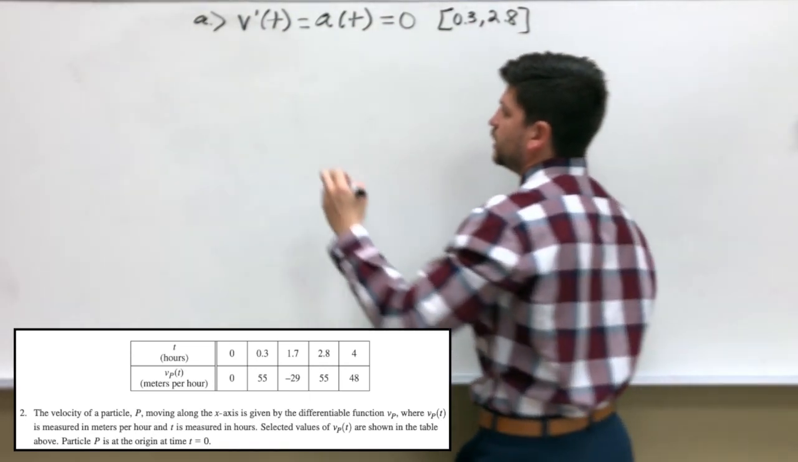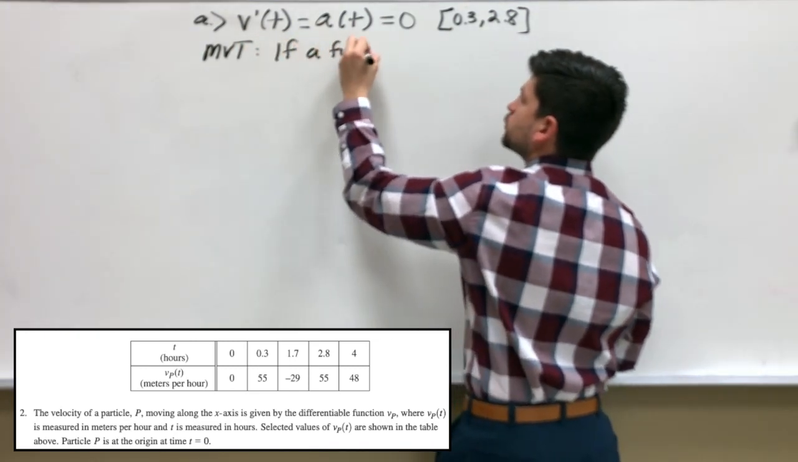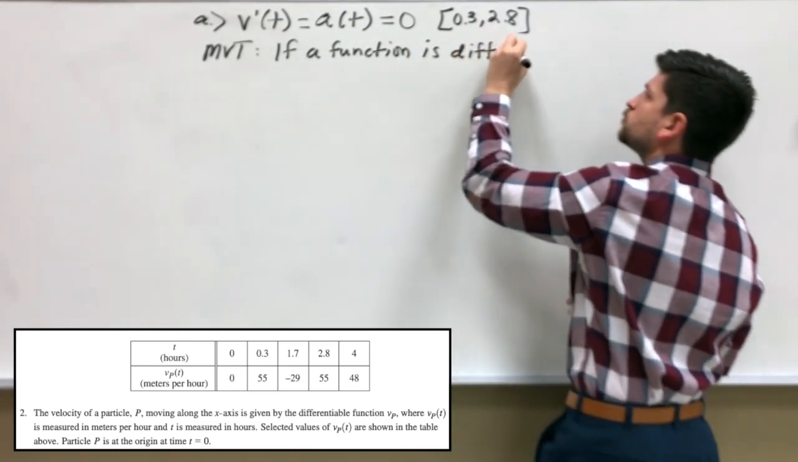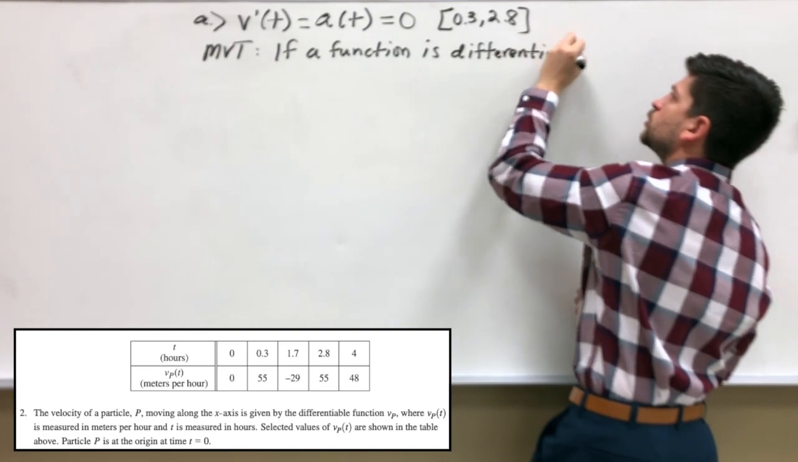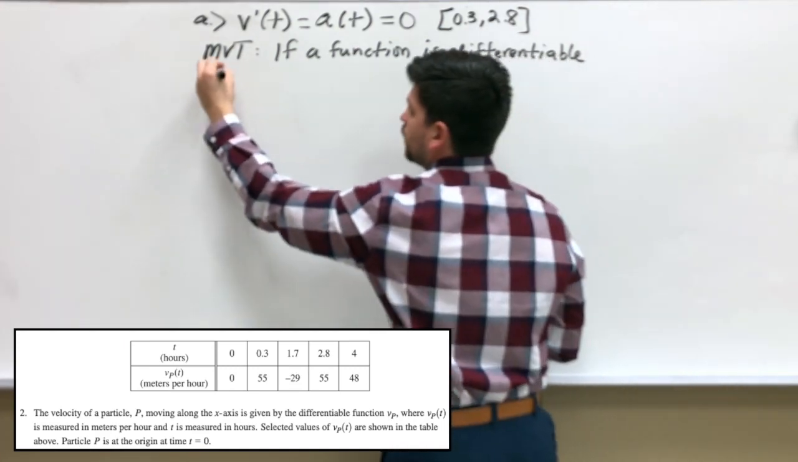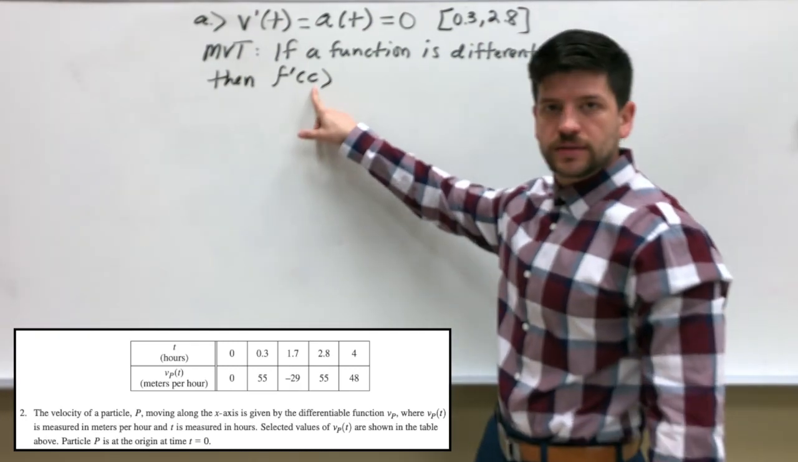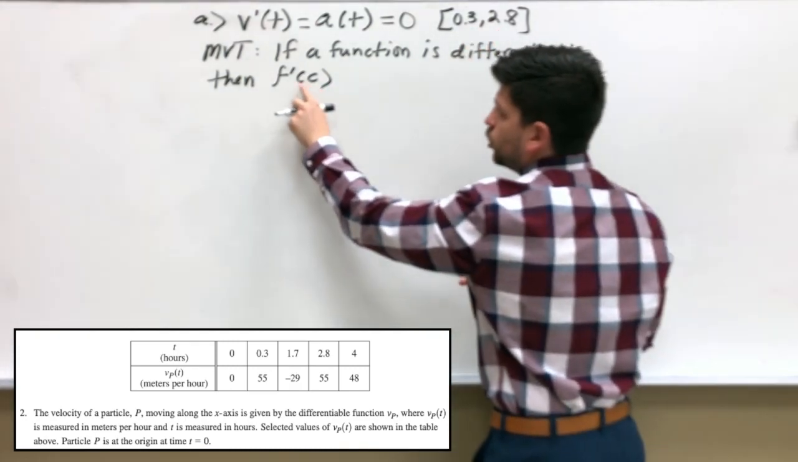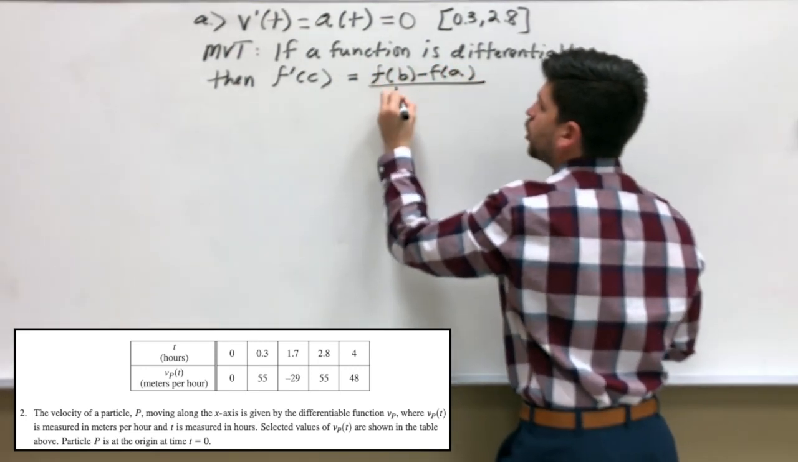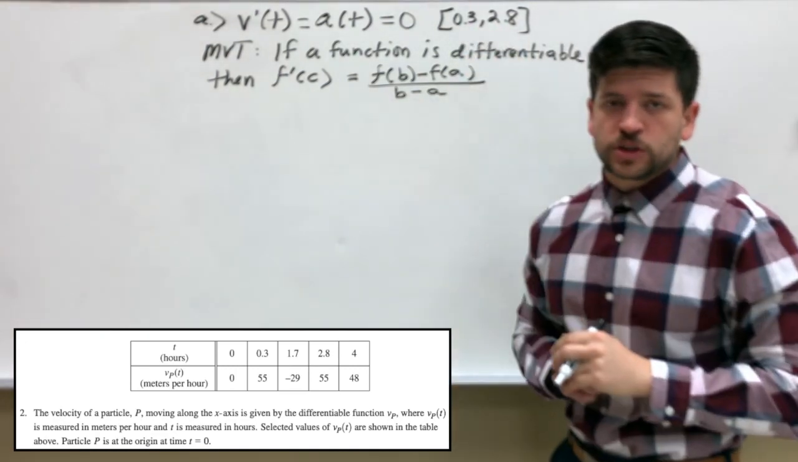The mean value theorem stated, let's go back over that. If a function is differentiable on some interval, a to b, that's my a and b in this problem, then it guarantees that there is a spot inside this interval where the derivative equals f of b minus f of a all over b minus a. Okay? So we know what interval we're looking at in this particular problem.